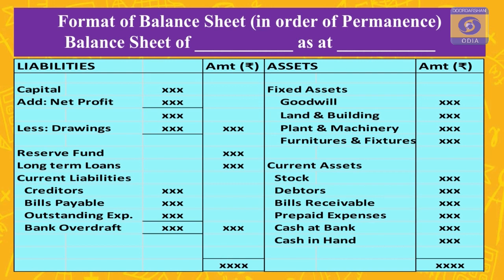Let's move on to the asset side. On the asset side, we have fixed assets. As you can see, in the fixed assets we have goodwill, land and building, plant and machinery, furniture and fixtures. Those are all fixed assets, and I am showing you in the order of permanence. So the most permanent asset lies at the first place, and as we move down, they become less permanent. Then we have current assets: stock, debtors, bills receivable, prepaid expenses, cash at bank and cash in hand. And remember, both the liability side and the asset side must tally. Both the sides must be equal.